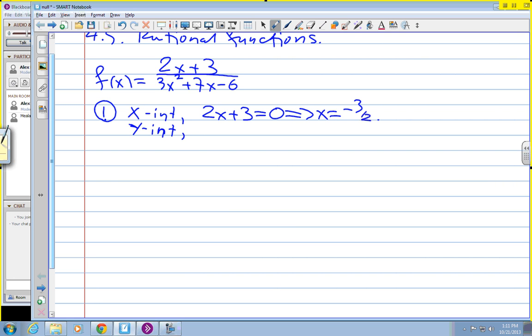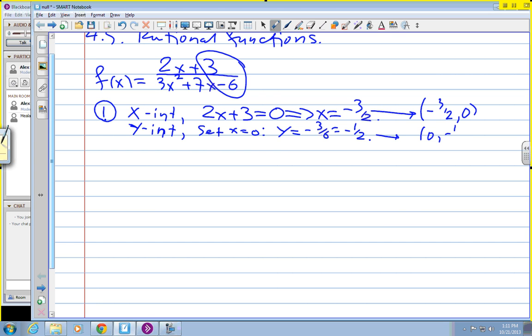The y-intercept, we set x equal to 0. And if you do that, you'll just end up with whatever that ratio is. So it will be y equals negative 3 over 6, or negative 1/2. You do this for any function, not just the rational function. You're finding the x and y intercepts the same way, no matter what the function is. So as an ordered pair, the x-intercept is (-3/2, 0), and the y-intercept is (0, -1/2), if you want to think of that as an ordered pair.